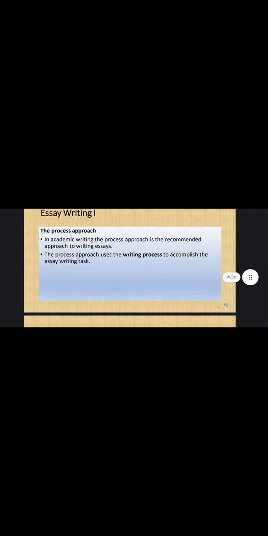So the process approach in writing is the recommended approach towards writing essays. In academic writing, the process approach is what? The recommended approach to writing essays. The process approach uses the writing process to accomplish any writing task. So that is why I said in writing academic essays, you must use the process approach. And the process approach is what?